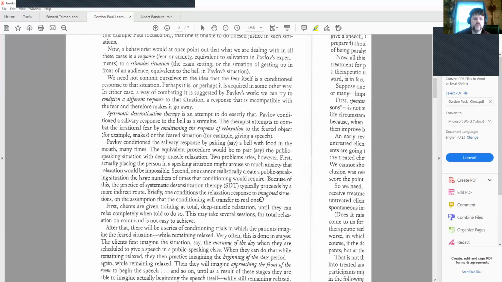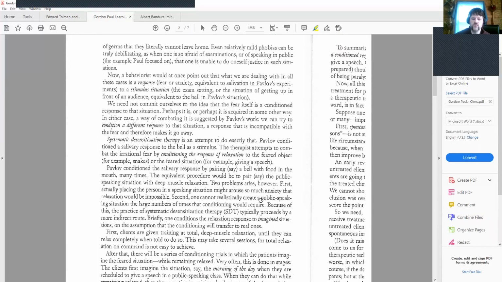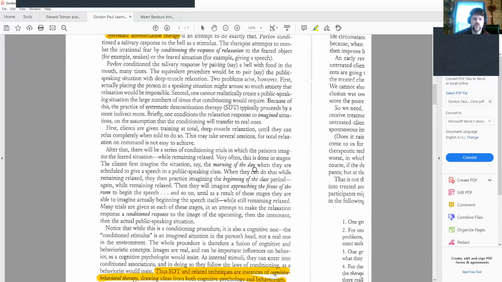And so the goal was, can we use ideas from classical conditioning to help these kids using something called systematic desensitization therapy? And the idea here is you condition relaxation. So first you have to teach these kids how to deeply relax. And then we imagine ourselves through the day of giving a public speech.